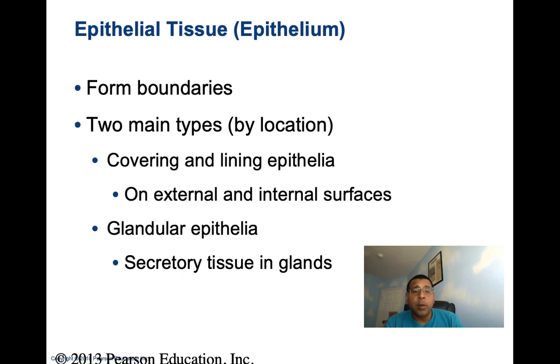So epithelial tissue. When we talk epithelial tissue, I said general forms, two types. First type is covering and lining epithelium. Covering and lining epithelium forms the outer layer of skin. It lines the open cavities of the urogenital, digestive, and respiratory systems. And it covers the walls and organs of the closed ventral body cavities that we spoke of in the previous chapter, chapter one.